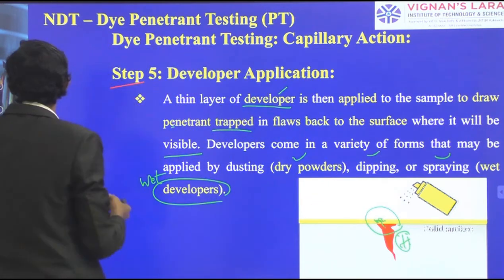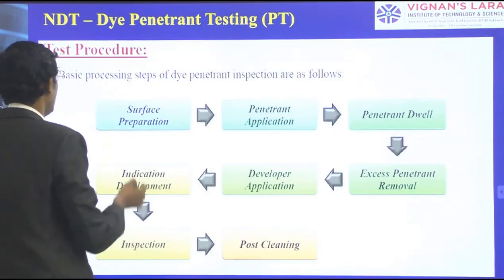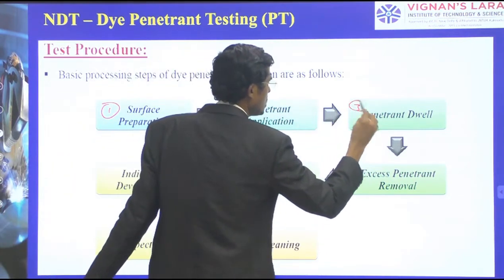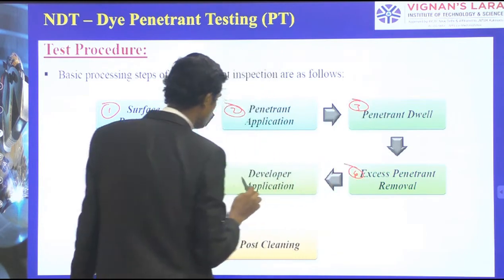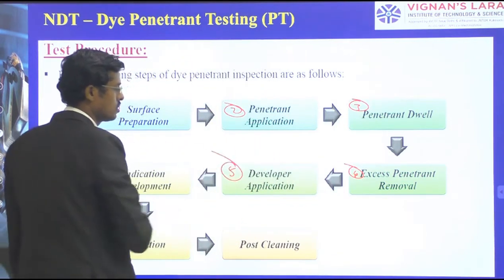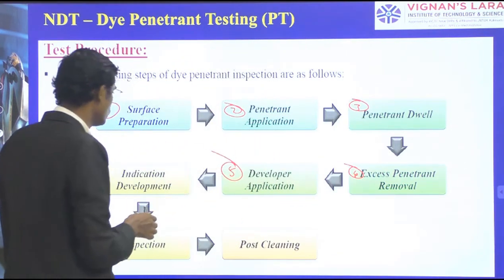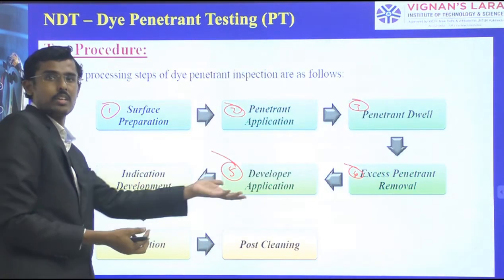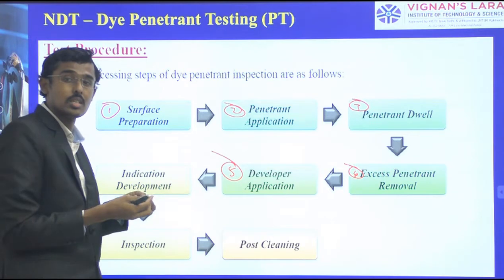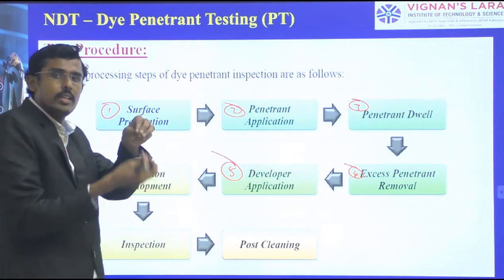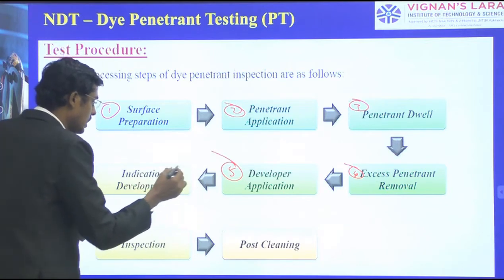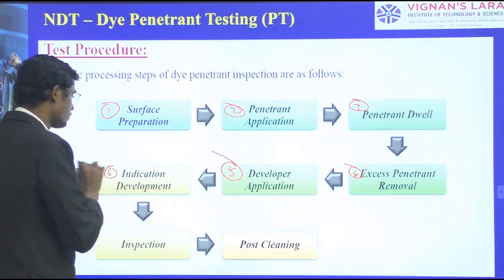So step 5 is over. Now we have done surface preparation, penetrant application, penetrant dwell time, excess penetrant removal, and the developer application is also over. Next is indication. Now we have to give some dwell time here also. After the developer is applied, some dwell time is needed because the penetrant has to be absorbed by the developer on the surface, which is white in color. So we are giving some time now.